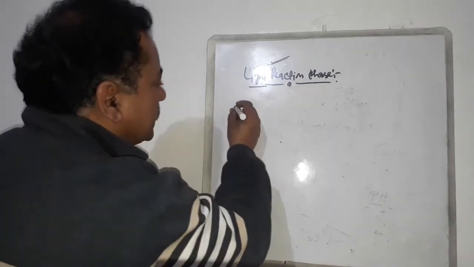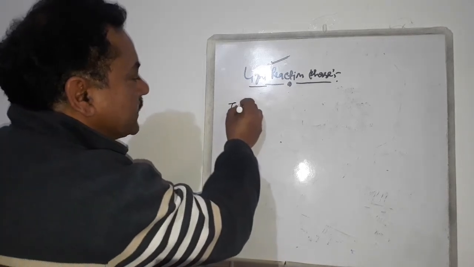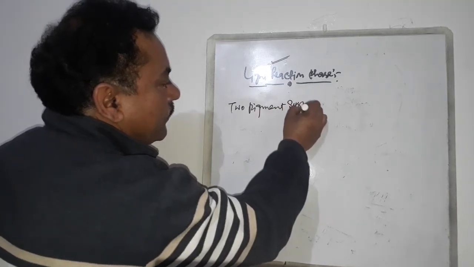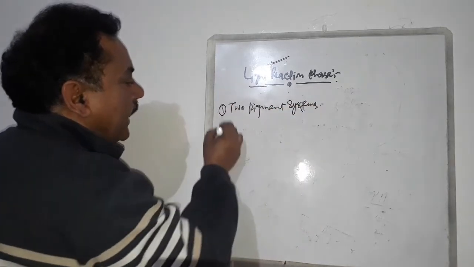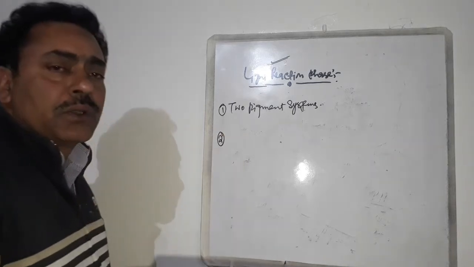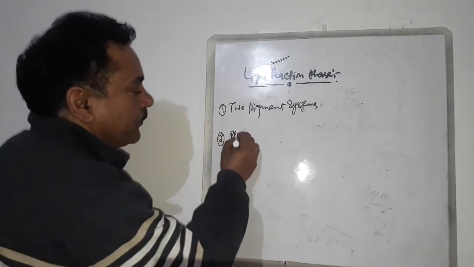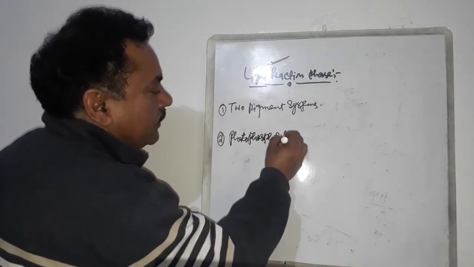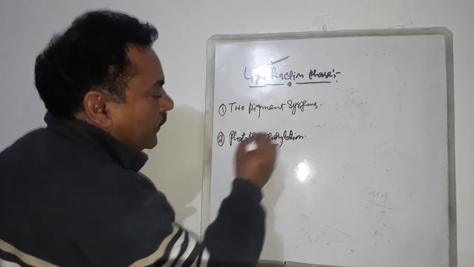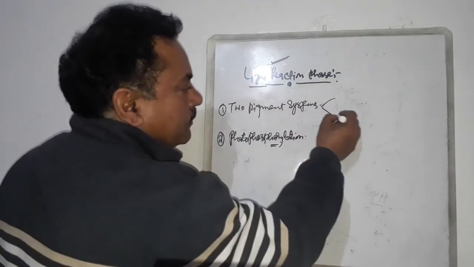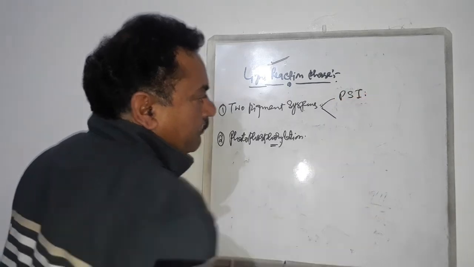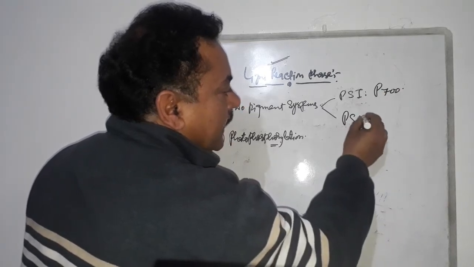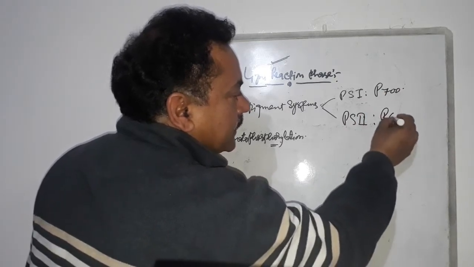So this light reaction, its mechanism can be understood under two headings. One heading you call the two pigment systems. Number two, you call photophosphorylation. So pigment systems: PS first with the reaction center P700, and then PS second with the reaction center P680.